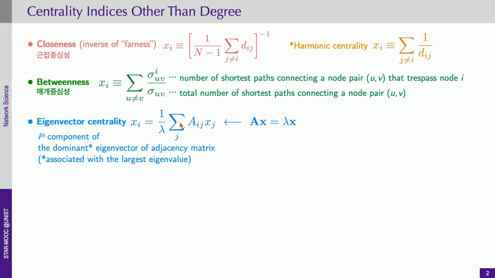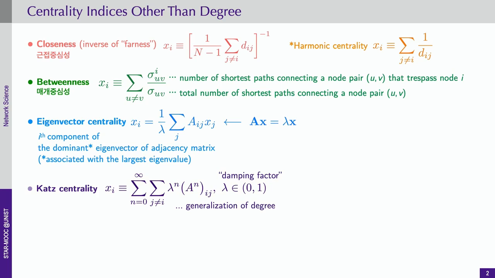Note that the centrality index x_i is also on the right-hand side. So x_i is actually determined by the neighboring nodes j. Right? So this is an eigenvalue equation. In principle, there are as many eigenvalues and eigenvectors as the total number of nodes, but we choose the dominant eigenvector, which is associated with the largest absolute value of eigenvalue of the adjacency matrix.